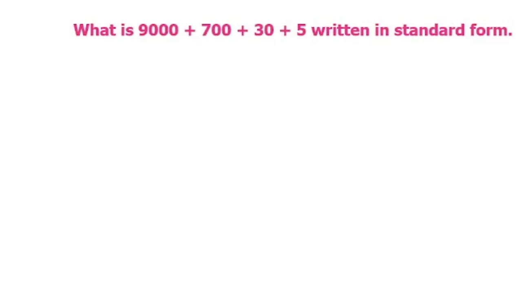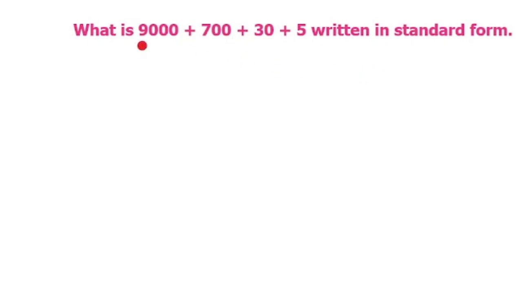In this video, we're going to be talking about standard form and expanded form. So if we have a problem like this that says, what is 9,000 plus 700 plus 30 plus 5 written in standard form? This is expanded form. And writing something in standard form just means writing out the number like a regular number.